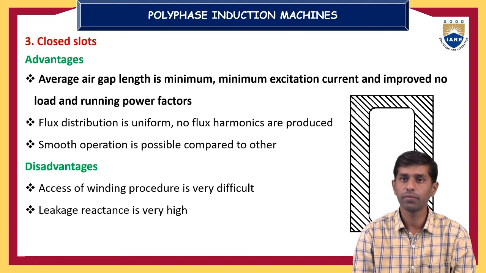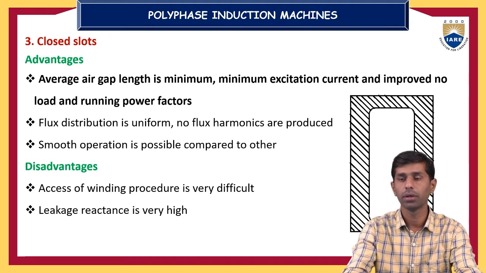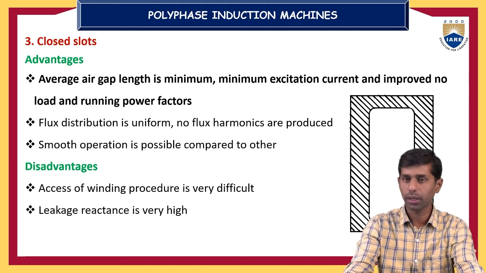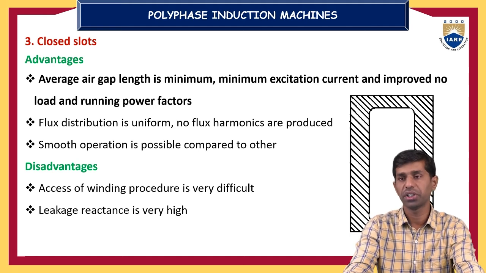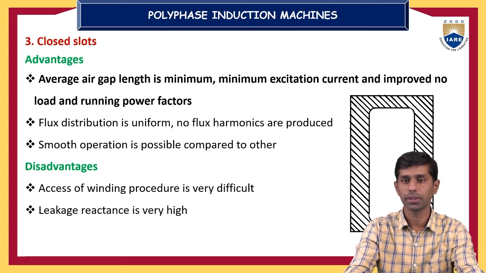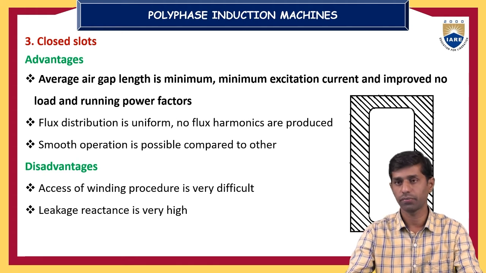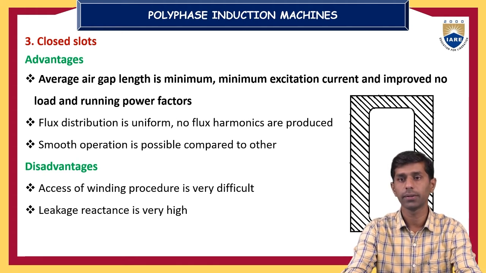Due to the uniform flux distribution in the air gap, no harmonic fluxes come into the picture, and no harmonic torques either. Because harmonic torques are eliminated from the machine, smooth operation is possible compared to the other two types of slots. Disadvantage of the closed type slots: access of windings is very difficult, and access of former windings is also very difficult. Leakage reactance is very high.